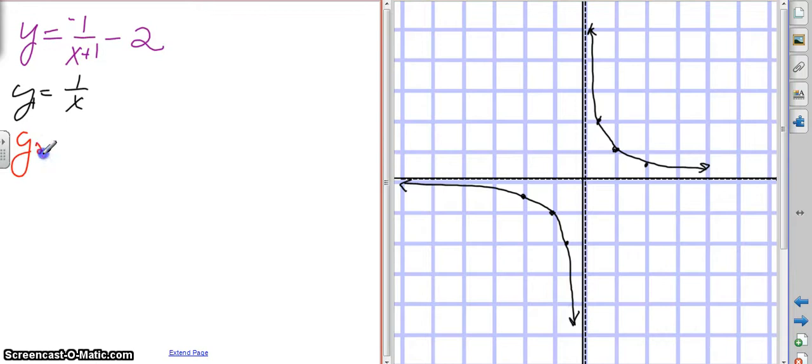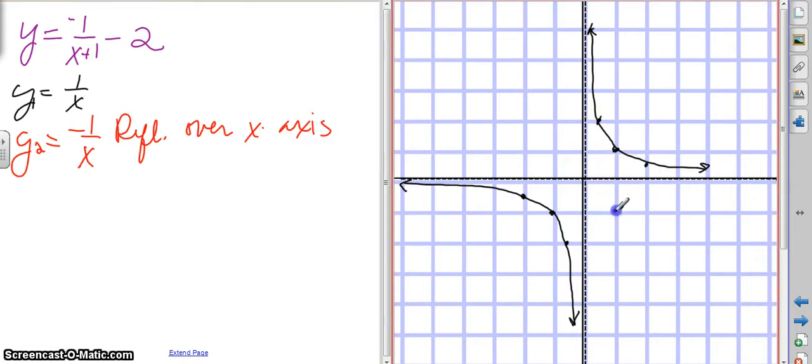Next, I'm going to multiply the equation by negative 1. This reflects my graph over the x-axis. So now these 3 points I'm going to graph in the fourth quadrant as it reflects over the x-axis. And these points will be up in the second quadrant, again, as it reflects over the x-axis. Sorry, I kind of missed these points a little bit there.